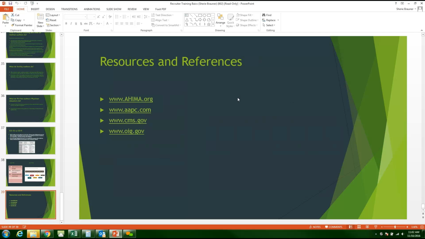The last slide, slide 39, gives you some resources and references. I highly recommend that you take the time to visit these websites and get familiar with different things. And as you go through reviewing these websites, please let me know if you have any questions. I'm happy to answer questions or show you how to even go in and use these websites.